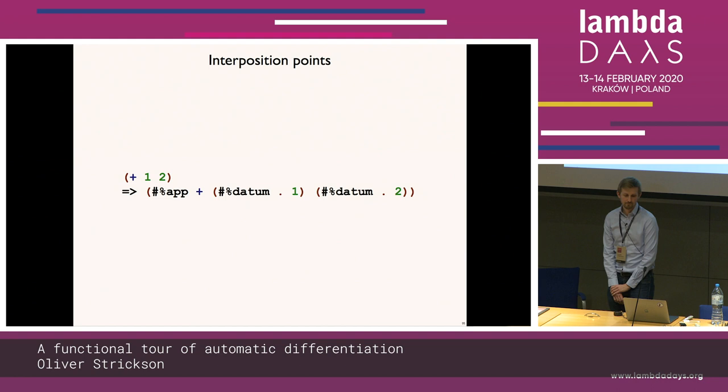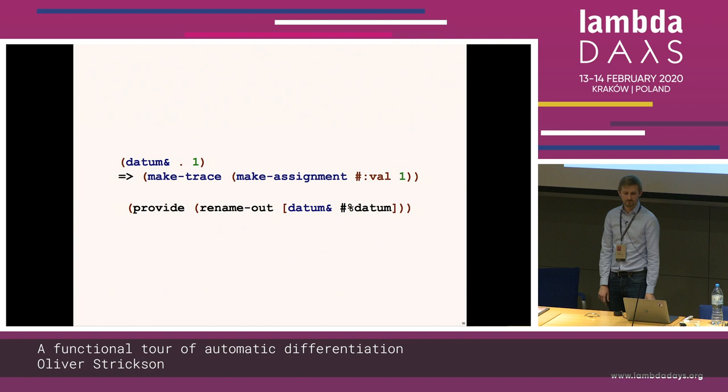The way we solve that type of problem is we have our plus 1, 2, and Racket will insert these hooks around various points in my syntax for me. So wherever there's a function application, I get this #%app. Wherever there's literal data, I get this #%datum. And now I can just provide a different definition of #%app or #%datum. I won't provide a different definition of #%app, but I will of datum. I just want the datum to make a trace containing that single item. And again, I use this rename trick, so it's now the real deal.